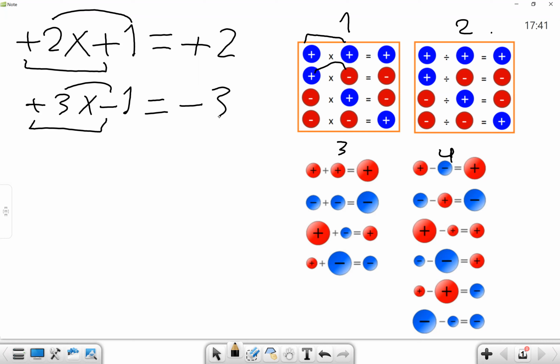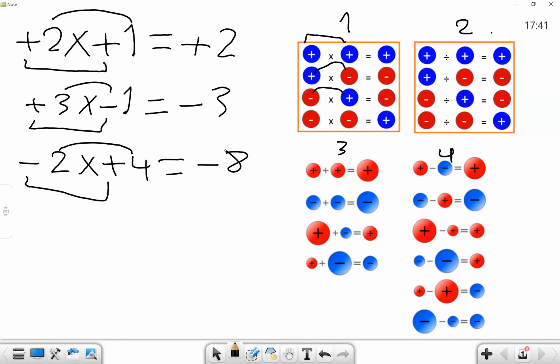The third one, negative times positive equals negative. Negative 2 times positive 4: negative times positive equals negative, 2 times 4 equals 8. The result is negative 8.